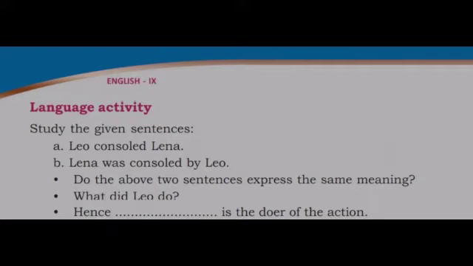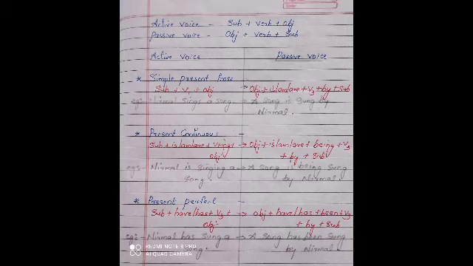Children, let us discuss the rules of active voice and passive voice. It is very, very important, children, and you should learn this format thoroughly. Format of active voice and passive voice. Already I have taught you the sentence pattern of active voice, subject, verb, object, and sentence pattern of passive voice, object, verb, subject. Now let's go through the formats.